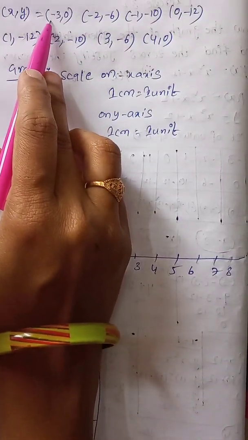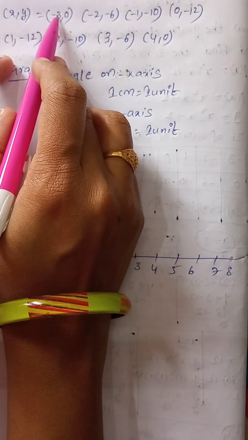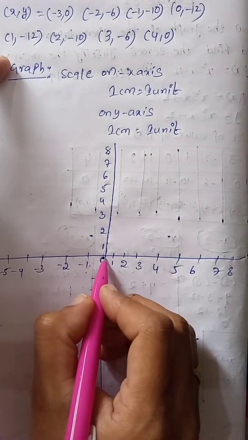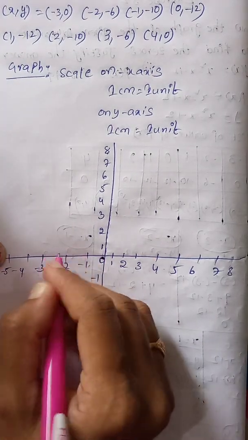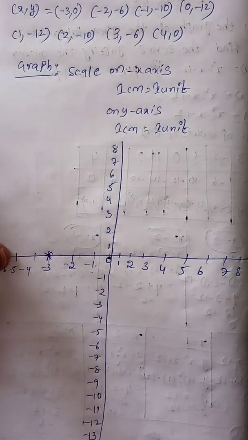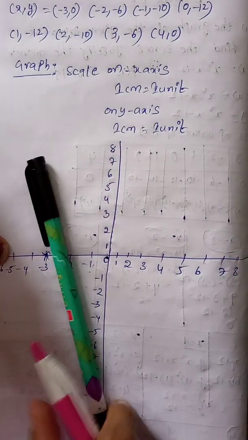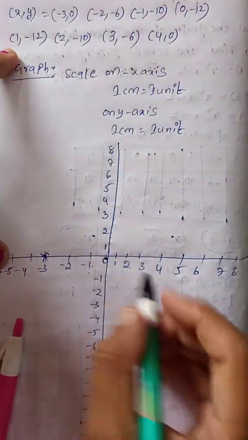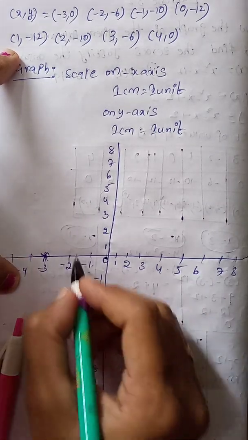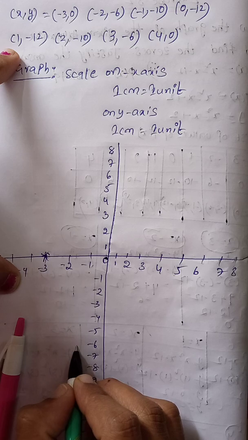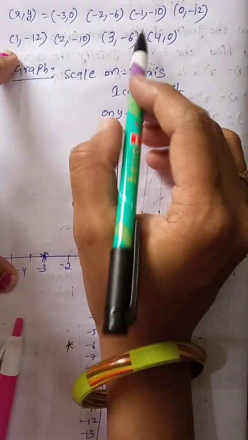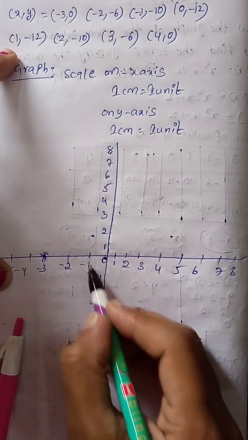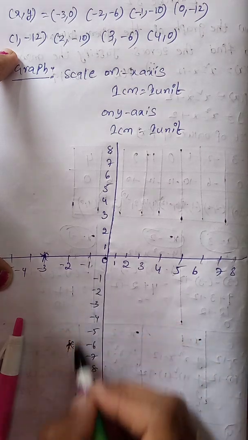Okay, so the first value is minus 3 comma 0. Minus 3 is on the x axis, and y is 0. So minus 3 is here. Next value is minus 2 comma minus 6, x is minus 2 and y is minus 6, here. Next value is minus 1 comma minus 10. On the x axis minus 1, on the y axis minus 10, here.